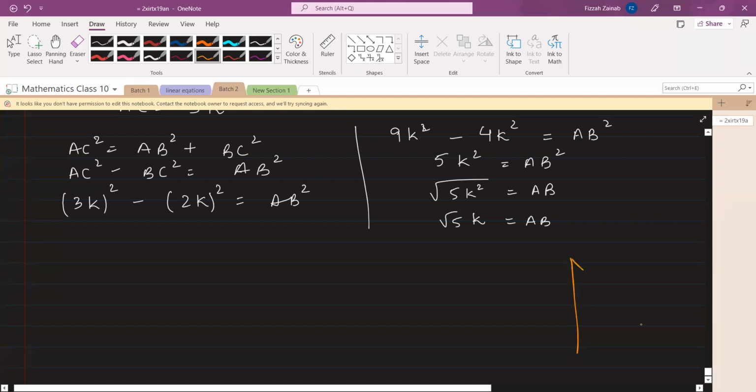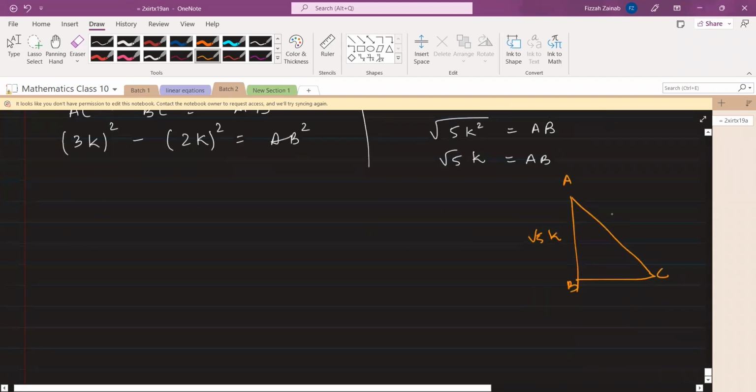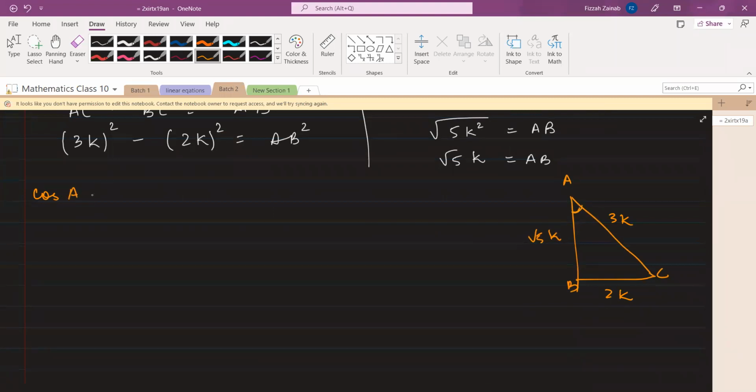So I'm drawing it again here. So this is A, B, C. So this side came out to be under root 5K. This was 3K and 2K, right? So this was 3K and this was 2K. Now sine was already given. You have to find the other ratio. So find cos of A. This angle I'm considering A.